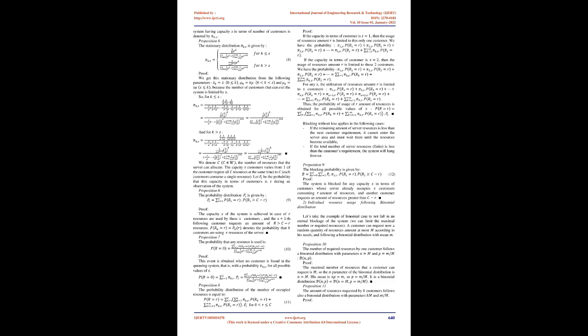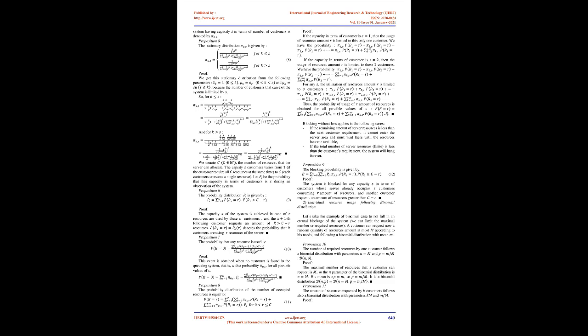Proposition 5. The number of occupied resources in the server has the following probability distribution. B. Infinite capacity queuing system with finite server resources. 1. General case. We still have infinite capacity of queuing system, but the server has finite resources, so the number of customers that can be served simultaneously is limited. Let us denote the maximum number of customers served by the server. We note that it is variable according to the amount of resources required by the customers.